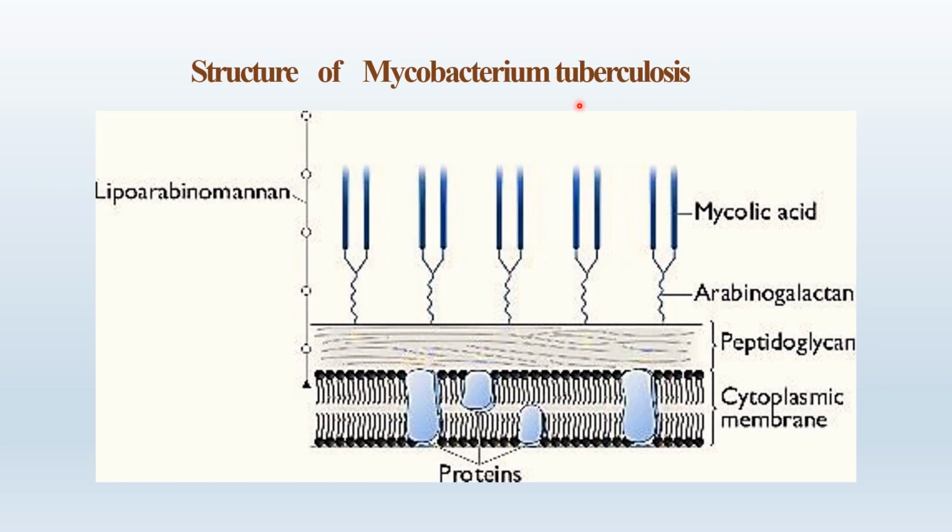This picture shows the cell wall of Mycobacterium tuberculosis. Here this is the peptidoglycan layer, and outer to this peptidoglycan there is an outer envelope that contains this mycolic acid. Due to this mycolic acid lipid layer, the gram staining dyes cannot penetrate into the cell wall of this bacteria, due to which this bacteria cannot be stained by gram staining techniques. For that purpose, we need to stain it with acid fast staining technique.